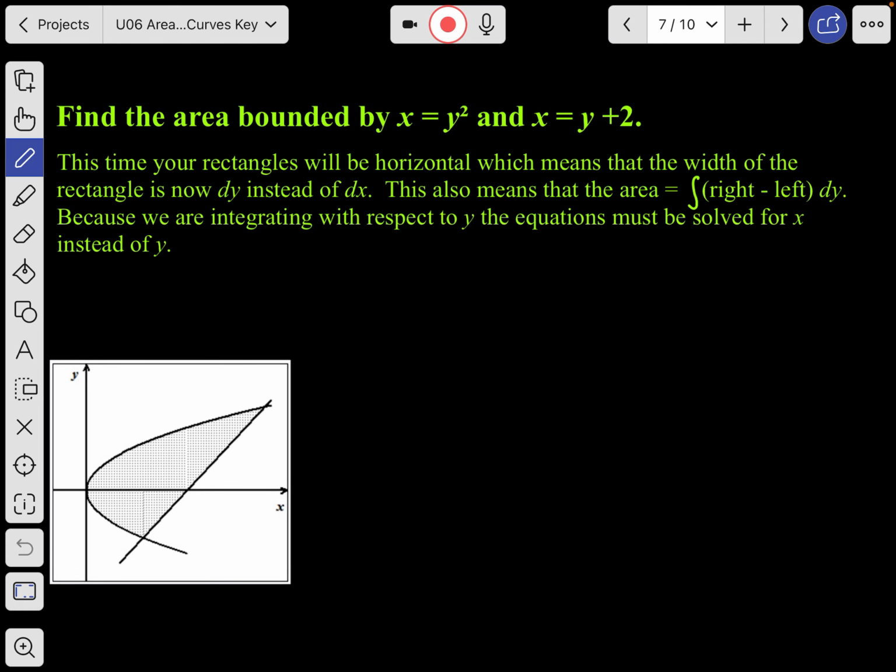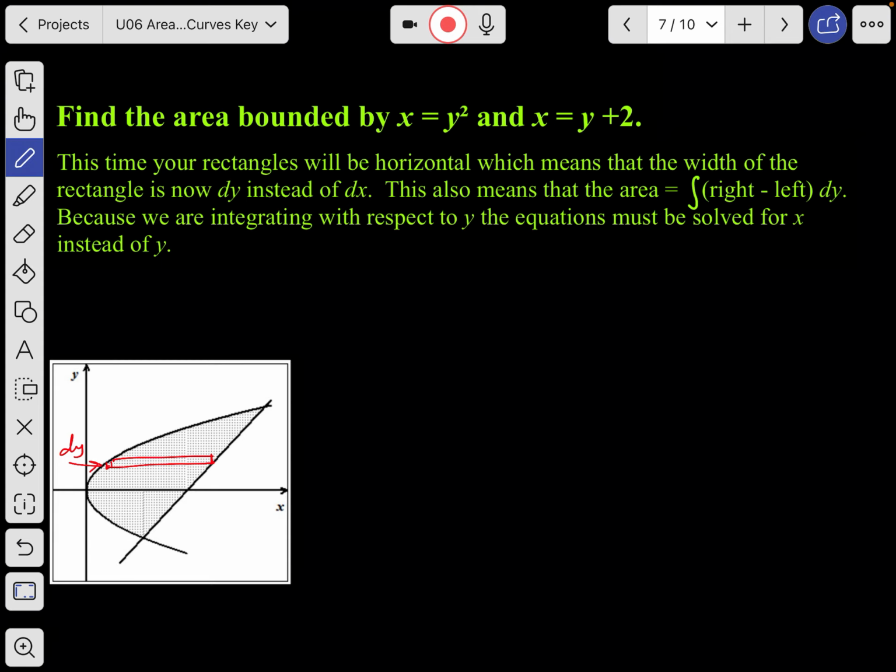All right, we've got another example here. It says find the area bounded by x equals y squared and x equals y plus 2. It says this time your rectangles will be horizontal, which means that the width of the rectangle is now dy. Let's go ahead and draw in a representative rectangle. It's going to look something like this. Okay, so this width right here is dy.